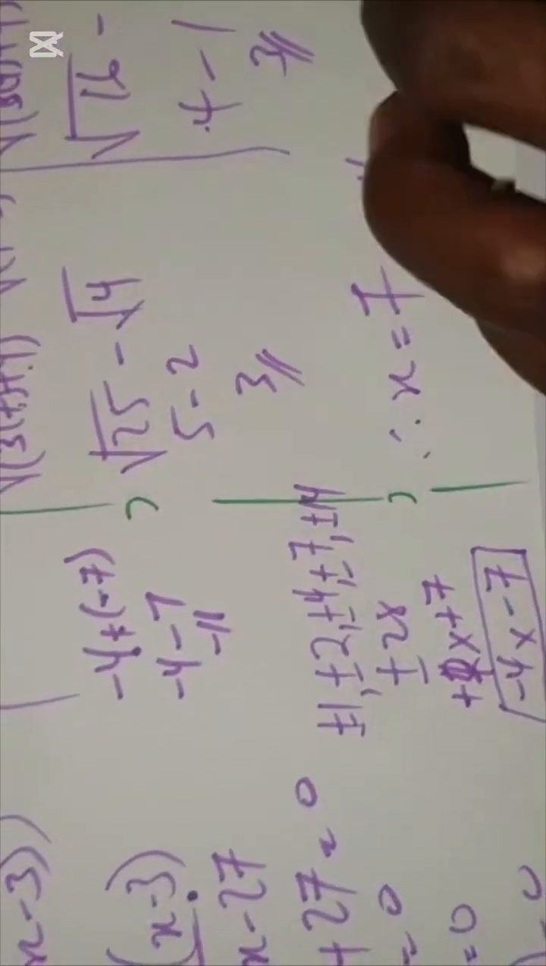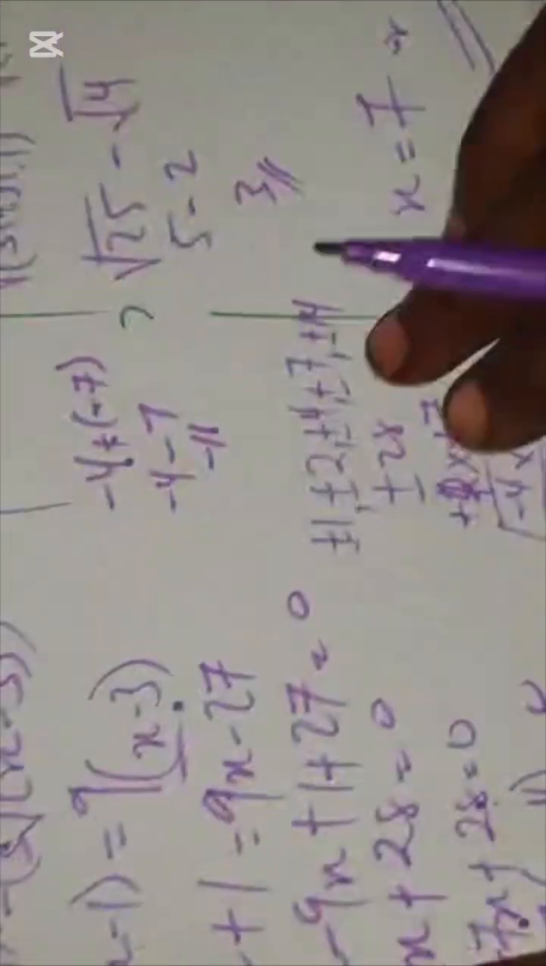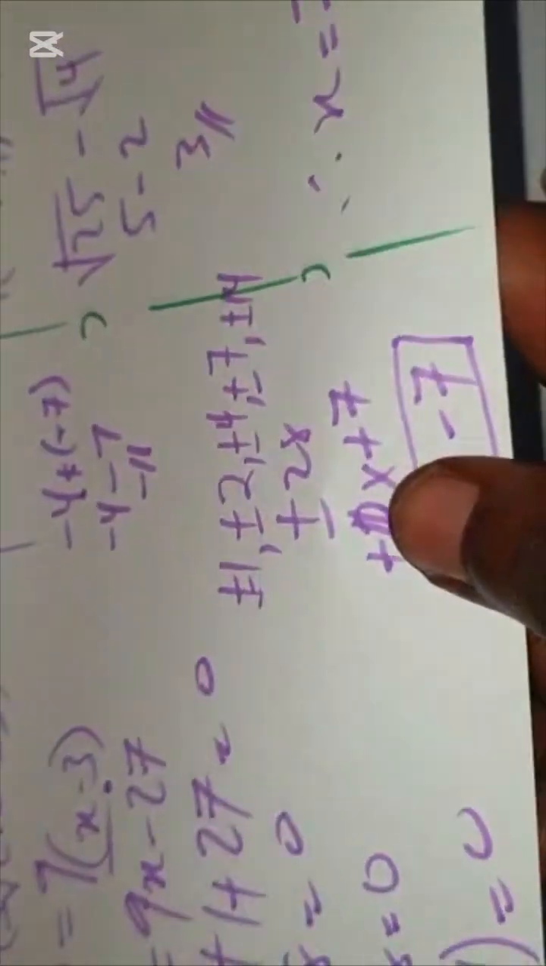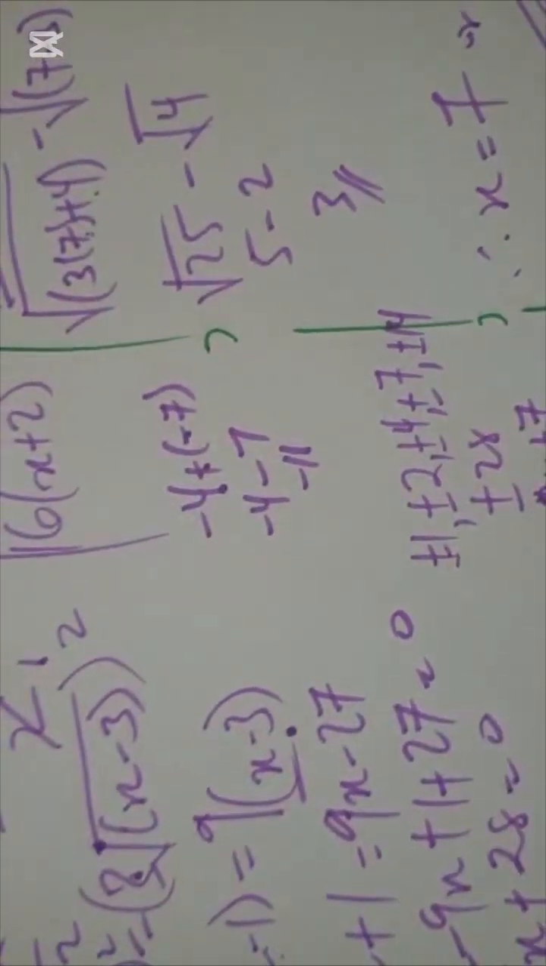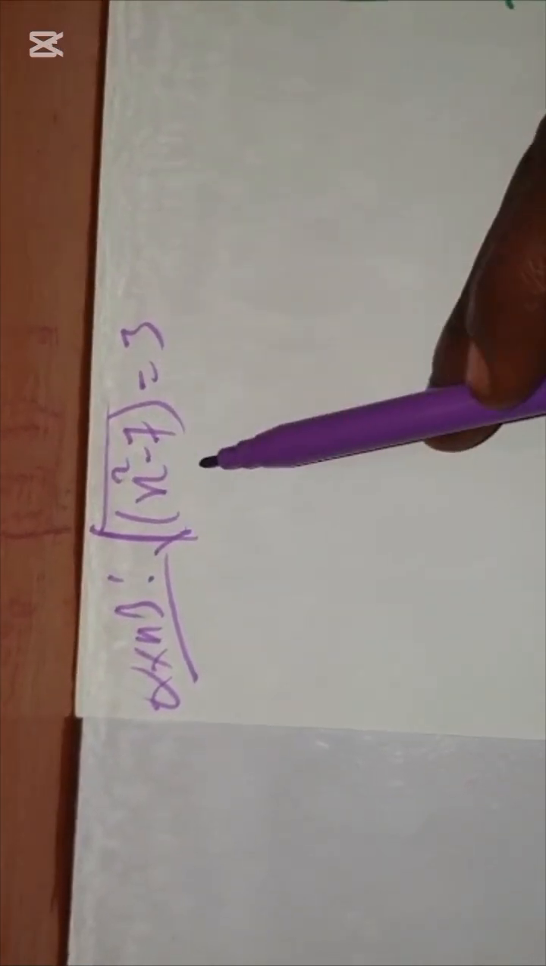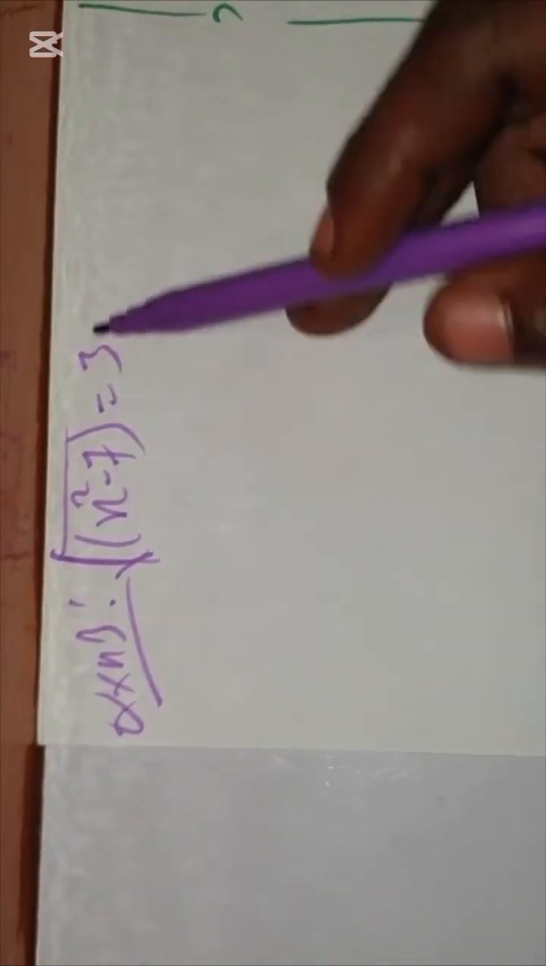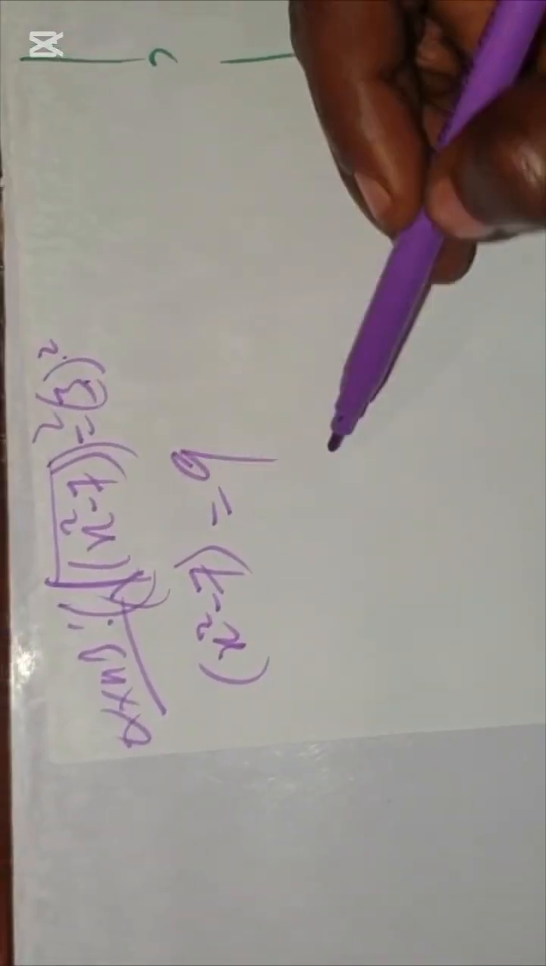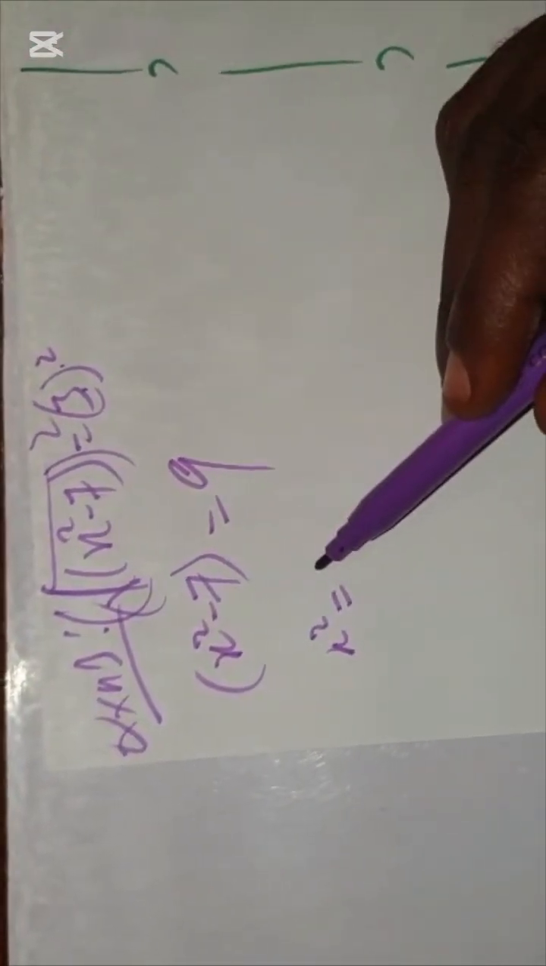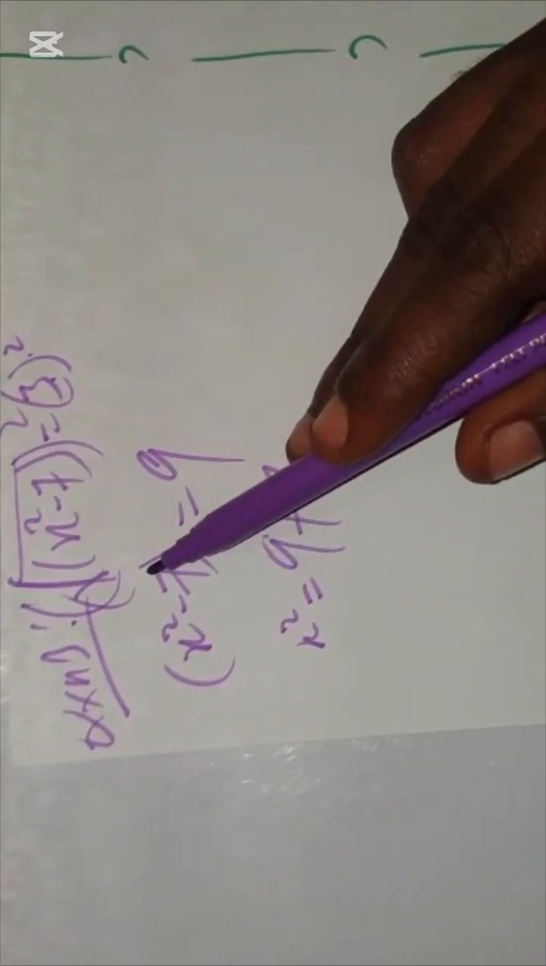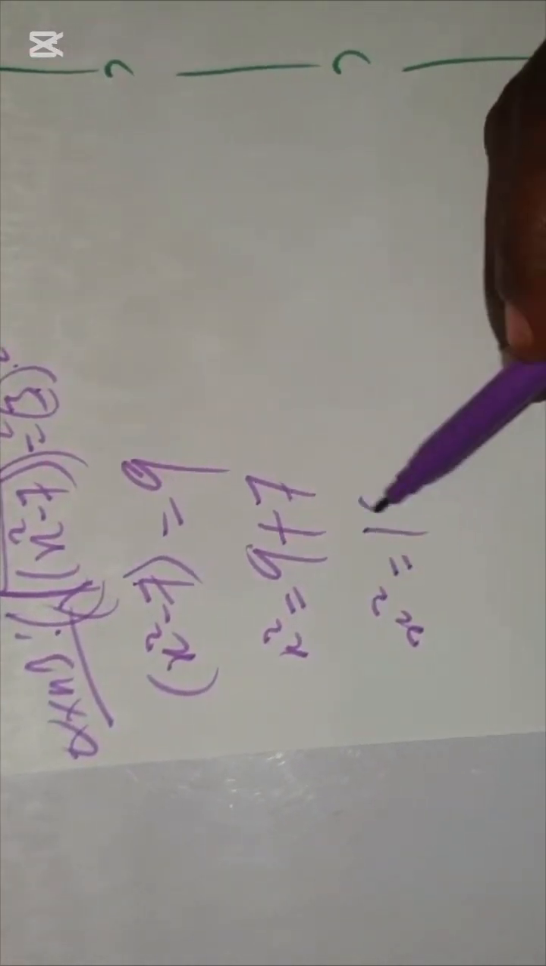So I'm going to give you another question. We're going to try it out. So in this case, we have root of x squared minus 7 equals 3. Since there's no other side, we just square both sides. So this gives us x squared minus 7 equals 3 squared, which gives 9. So x squared is equal to 9 plus 7, because this goes to that side. x squared equals 16.